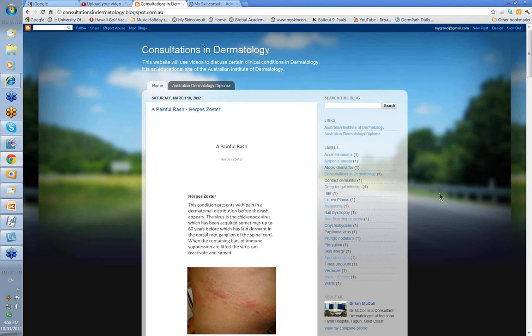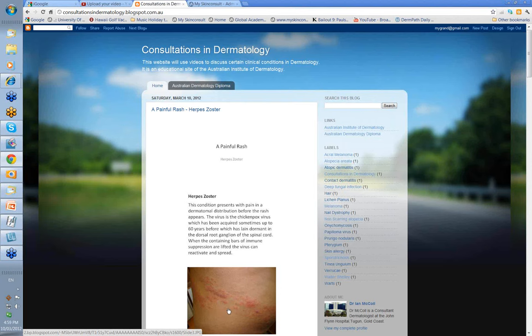Today we're going to talk about herpes zoster, but we've entitled it a painful rash, because often it's the pain that presents before the rash does. And the rash is found in a very peculiar distribution. It's seen in the distribution of a peripheral nerve. So often it's confined to what are called dermatomes. And these are areas of the skin that are supplied by one peripheral nerve, or one segment of a sensory nerve that comes out from what's called the dorsal root ganglion at the spinal cord.